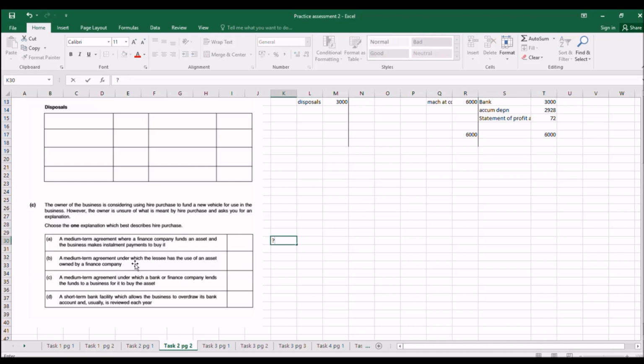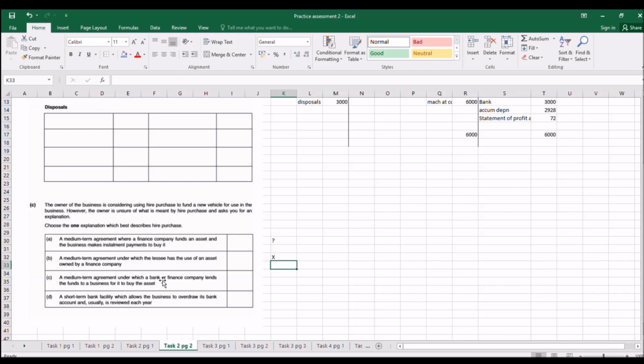A medium-term agreement under which the lessee has the use of the asset owned by the finance company, but there's no transfer at the end of that one, so that one's not going to be correct. That sounds more like a finance lease, where ownership transfer is not done. And what you can see is there's a medium-term agreement as well, just slightly drifting us into the idea of perhaps covering the useful economic life. Whereas actually we've got this final instalment to buy it, which is making a hire purchase.